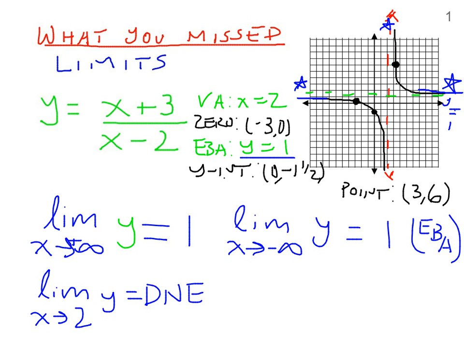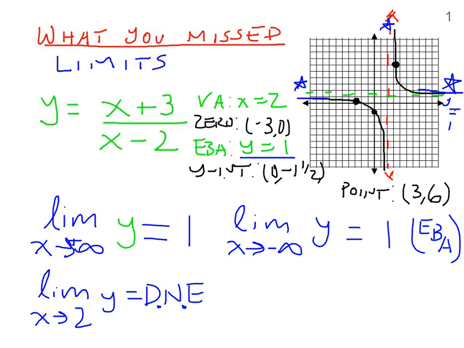The reason it doesn't exist, we'll talk about more when we get deeper into calculus. The biggest reason is that it doesn't exist because it's going two separate places. We can't say anything about the behavior at 2 except that something weird's happening. So in fact we just say that the limit does not exist.